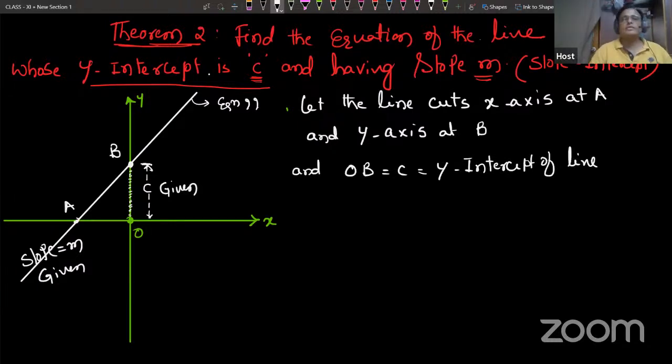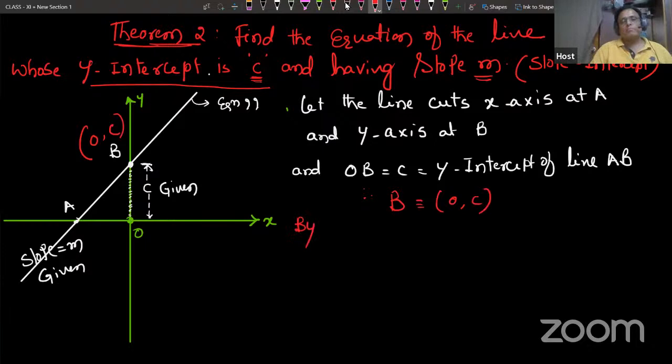Try to understand one more thing, my dear students. What are the coordinates of B now? B's x coordinate is 0, and y coordinate is C. Therefore, the coordinates of B are (0, C). By the data, the slope of line AB is given: slope AB is equal to m.